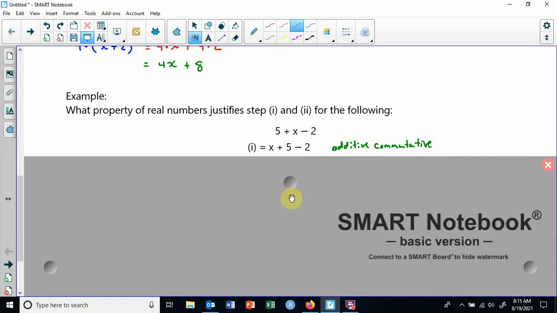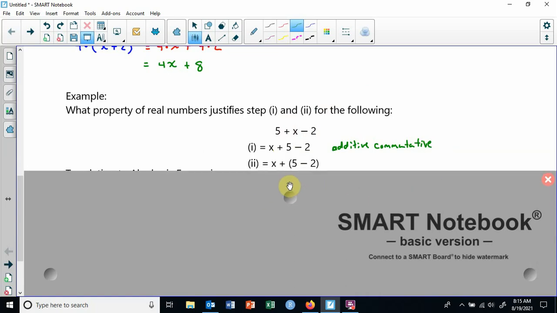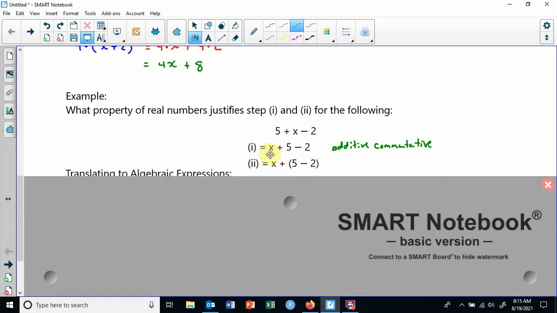Okay, and then let's look at what happened, what changed from here to here. Well, the x, the 5, the 2, the plus sign, the minus sign are all in the same spots, but notice that order of operations, I would add x plus 5 first, then worry about minus 2. But notice I've added this grouping symbol in here. Well, that's the additive associative property. I've regrouped them.